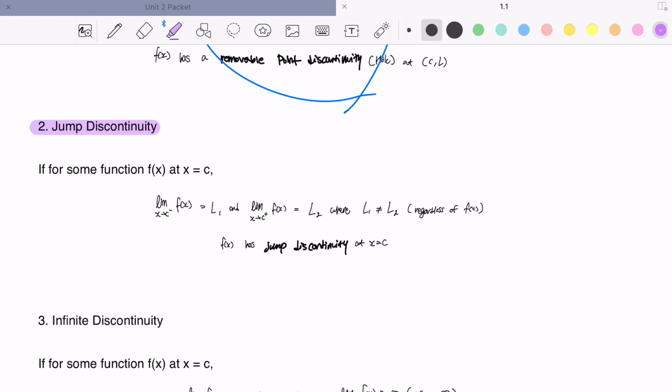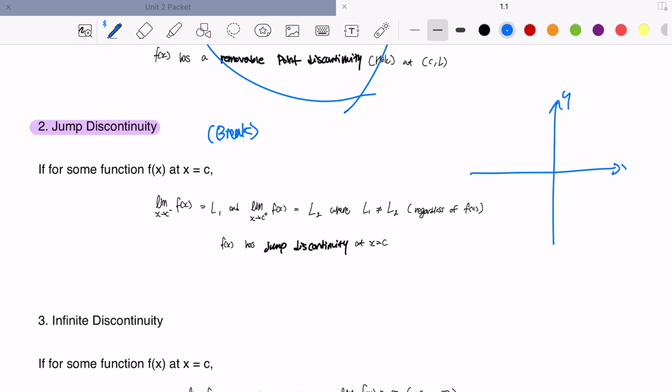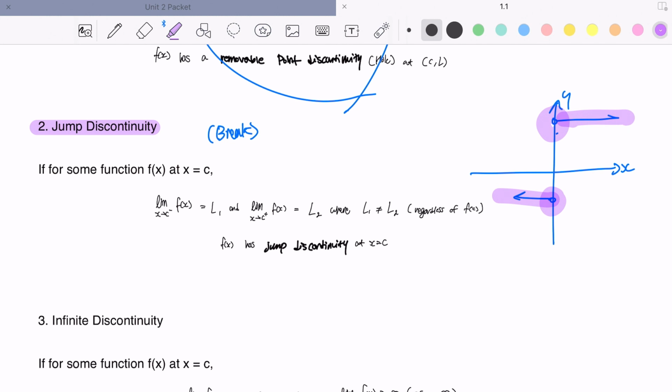This depends on your teacher, but Mr. Coleman doesn't actually define jump discontinuity as a break, but some other teachers could call this a break. So just as a reminder, it probably looks like this on your graph. This is called a jump. Can you see this? This graph and this graph are not touching. It jumped. It's pretty easy to know, right?